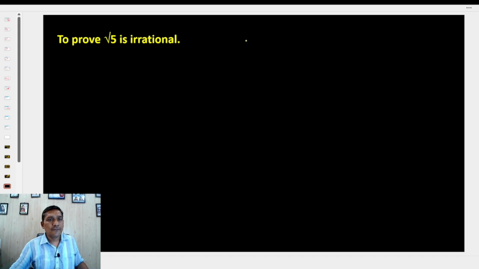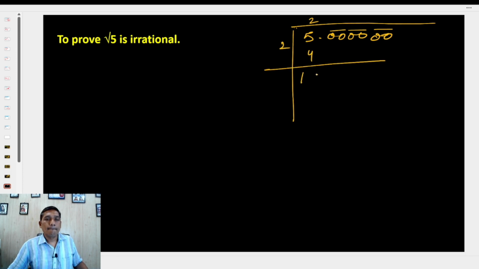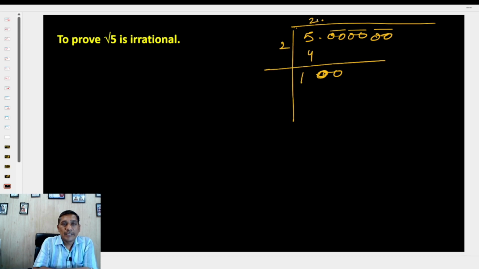Root 5, I'm leaving it for you. कौन कोई बात समझ गया बताइए. आई होप आपको बात समझ में आ रही है.